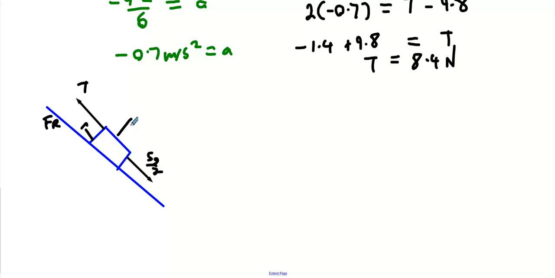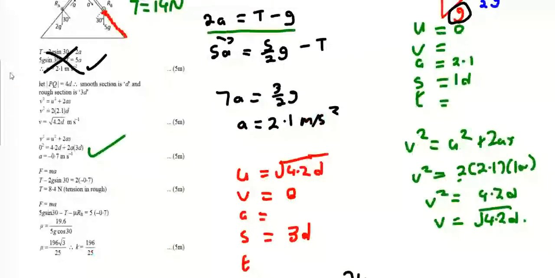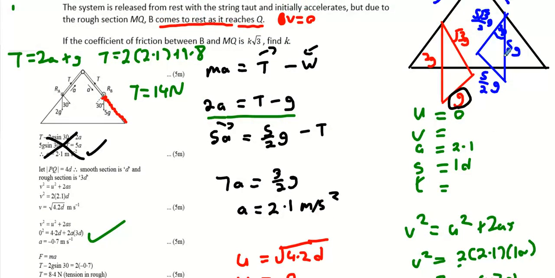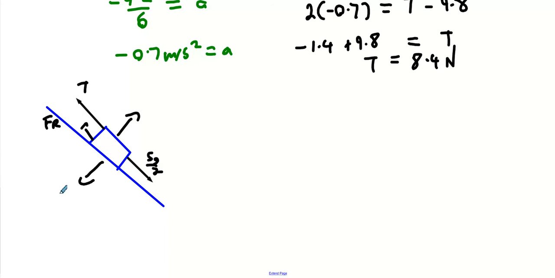Now, how are we going to calculate FR? Well, we already know the downward force is 5 root 3 over 2g. Okay, so 5 root 3 over 2g. And this is the same going upwards, because remember, it's a plane, so it's not causing the plane to move. So friction equals mu N.